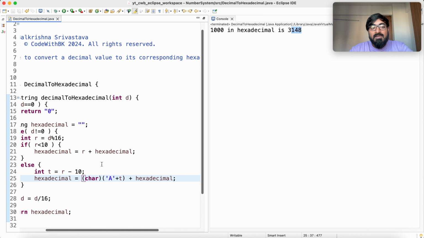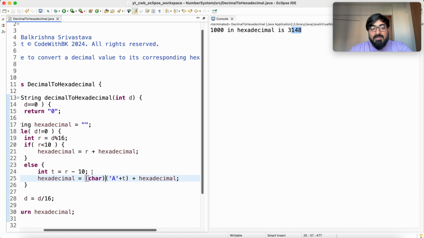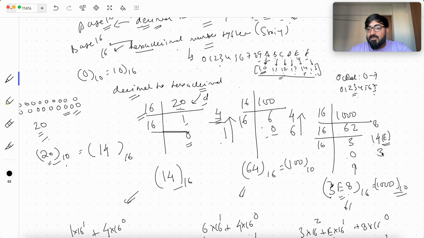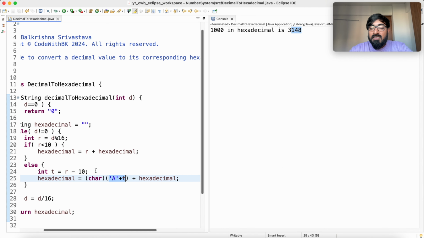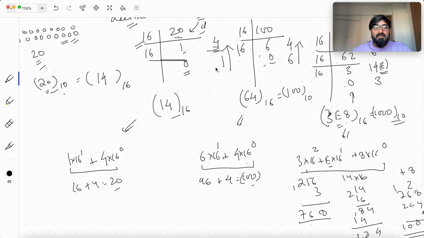So what I'm doing here is, suppose remainder r is 10, so I will need a. R is 10, t is r minus 10 will give me 0. So the character at a plus 0 is going to give me a, so I append a. Similarly, when r is 14, r minus 10 is going to be 4. So this is going to give me the corresponding character after a plus 4, which is e, which I'm going to append to hexadecimal. Now when I run this it is going to be fine.